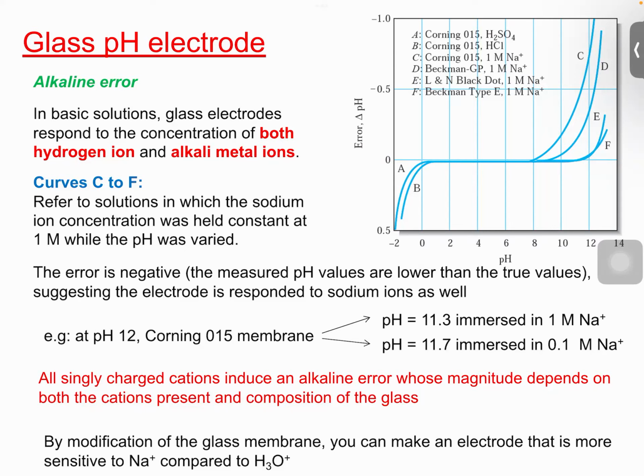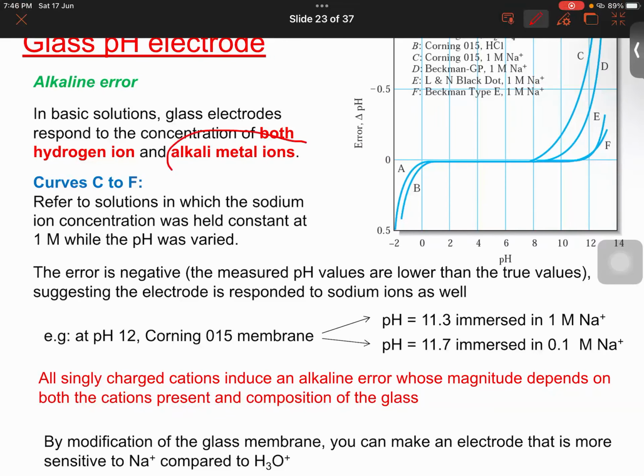in basic solution, the glass electrode also can respond to the concentration of both hydrogen ions, okay, and alkali metal ions because of the same charge. Because you know H plus is relatively similar to group 1, for example, potassium plus, sodium plus, so those are alkali metal ions, and it is called alkaline error because it is responsive, apart from hydrogen ion, to alkali metal ions.